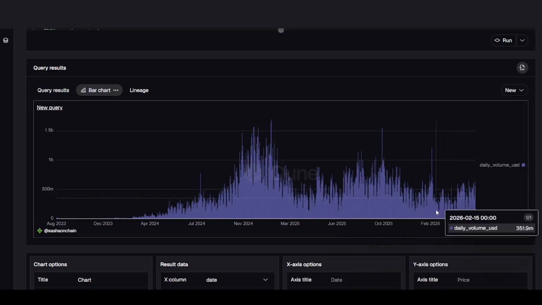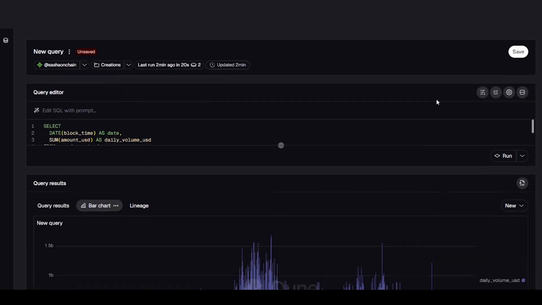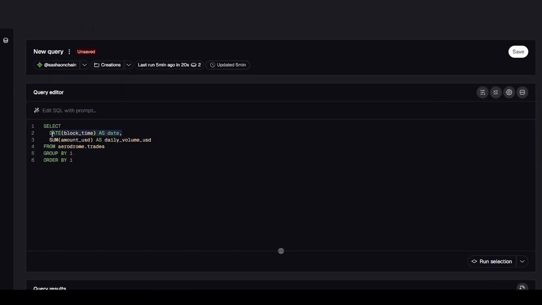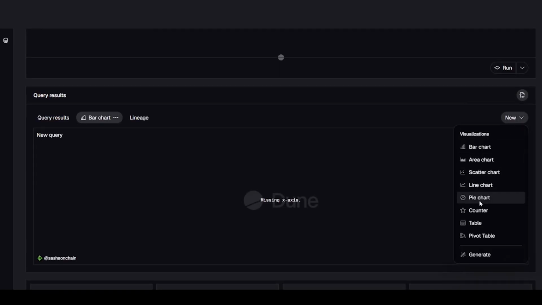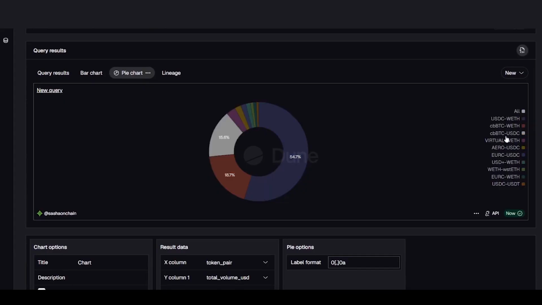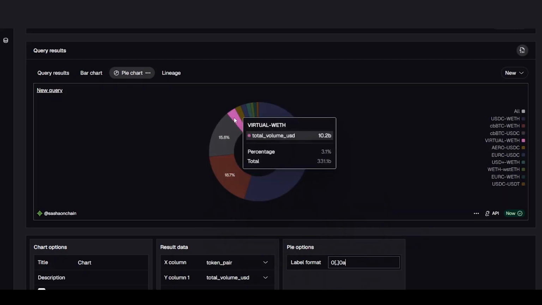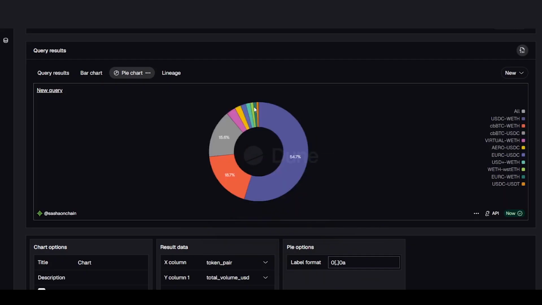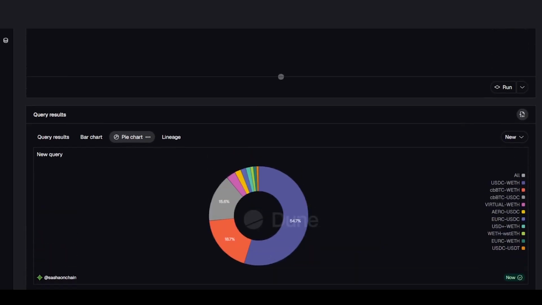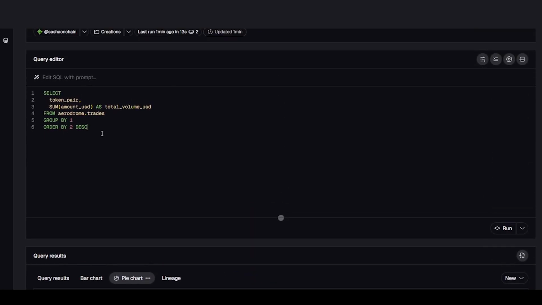Now let's see where this volume actually comes from, because big volume alone doesn't tell us much. We group by token pair, sum total volume again, and rank the biggest markets on the DEX. Run it, and immediately a pattern appears. USDC and wrapped Ether dominate activity, which honestly makes sense. Stablecoins are the backbone of DeFi liquidity. But what's interesting is how big the cbBTC pairs already are. Bitcoin liquidity on Base is growing way faster than many people expected.